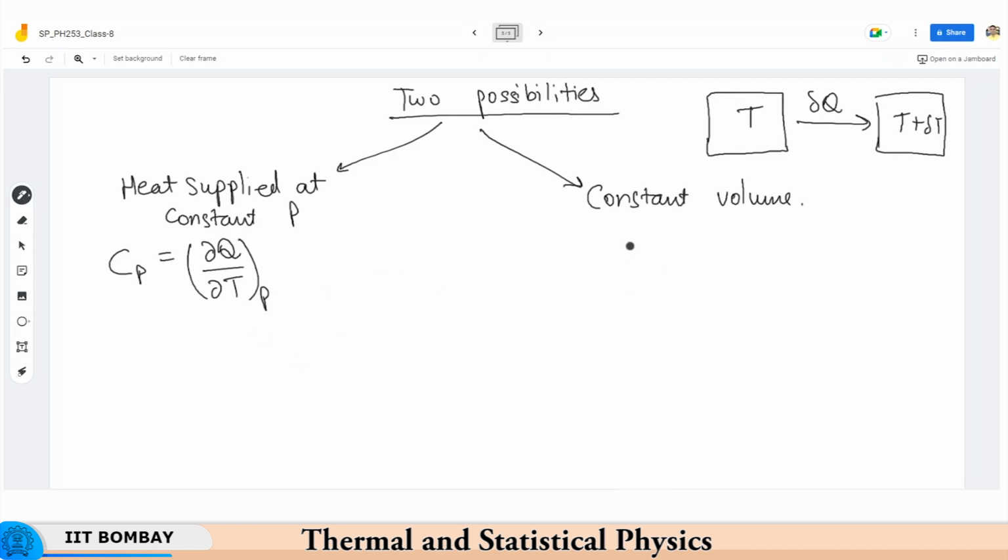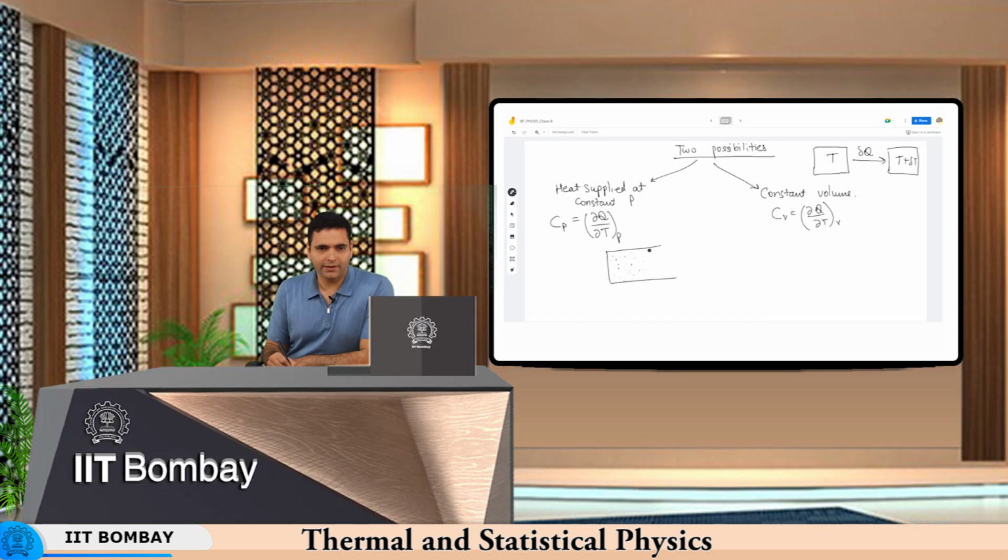And in this case this is Cv, which is del Q by del T at constant volume. Okay. And now I will draw a few simple diagrams to understand what this process actually looks like. All right. So just imagine that we have a container which has some gas molecules, and there is a piston, there is a ball attached to a piston which is kept at certain constant pressure.